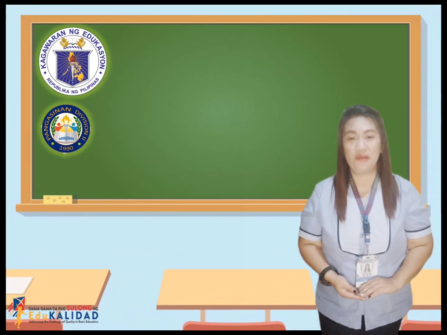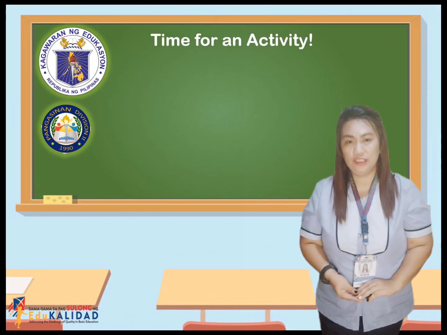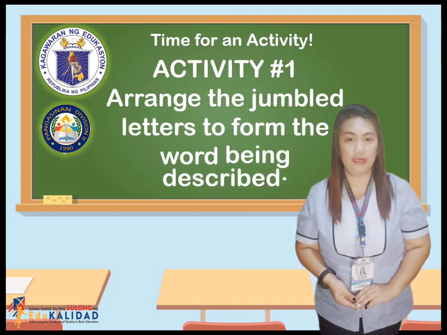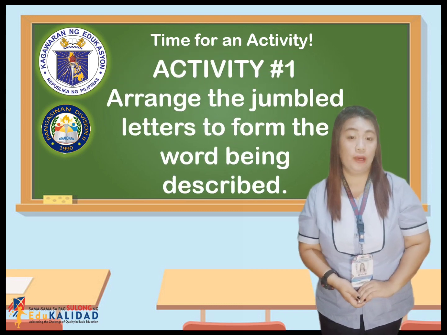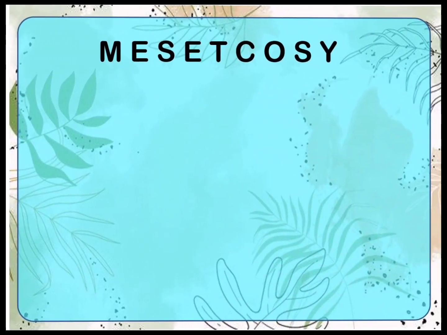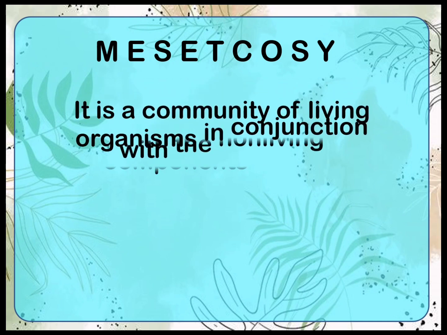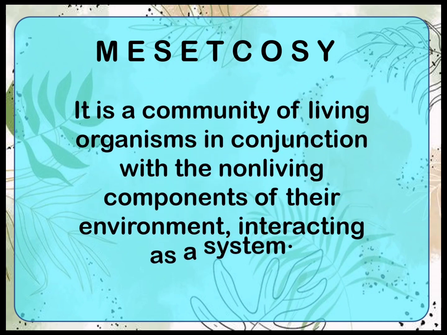Now it's time for an activity. This is activity number 1. Arrange the jumbled letters to form the word that is being described. You are given 5 seconds for each item. For the first item, it is a community of living organisms in conjunction with the non-living components of their environment interacting as a system.